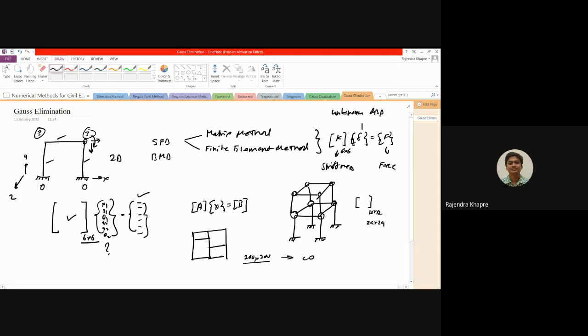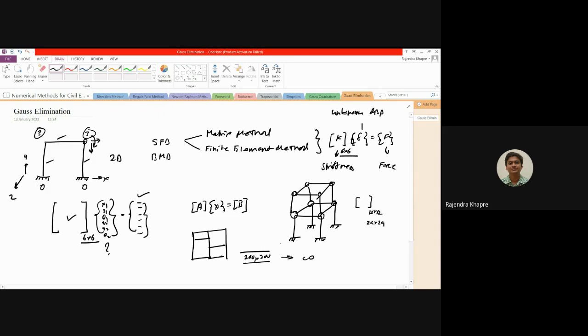So basically what I'm trying to say over here is you have to solve a system of linear equations where the number of equations is very, very large. Okay, so it can be a simple 6 by 6, or it can be even 200 by 200. Usually we are not solving these equations with the help of manual calculations. We are using computers for that.